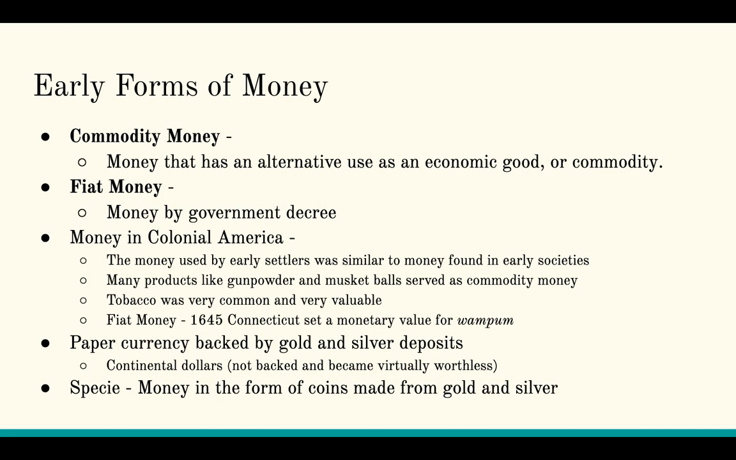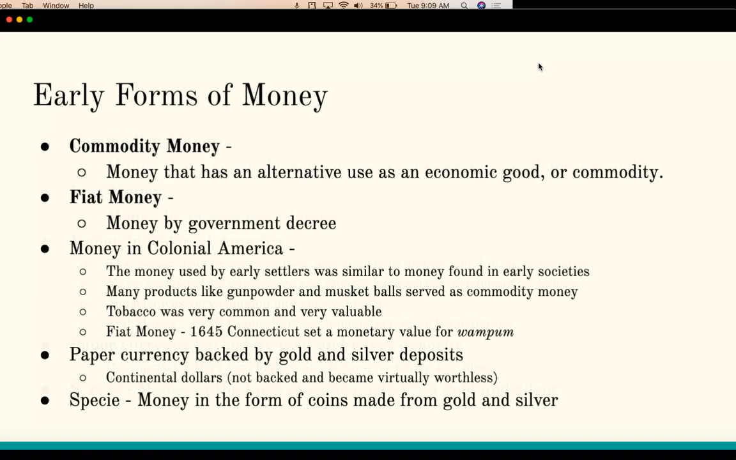Coins were the most desirable form of money, not only because of their mineral content, but because they were in limited supply. By 1776, only $12 million in specie circulated in the colonies, as compared to the nearly $500 million that circulated in paper currency.